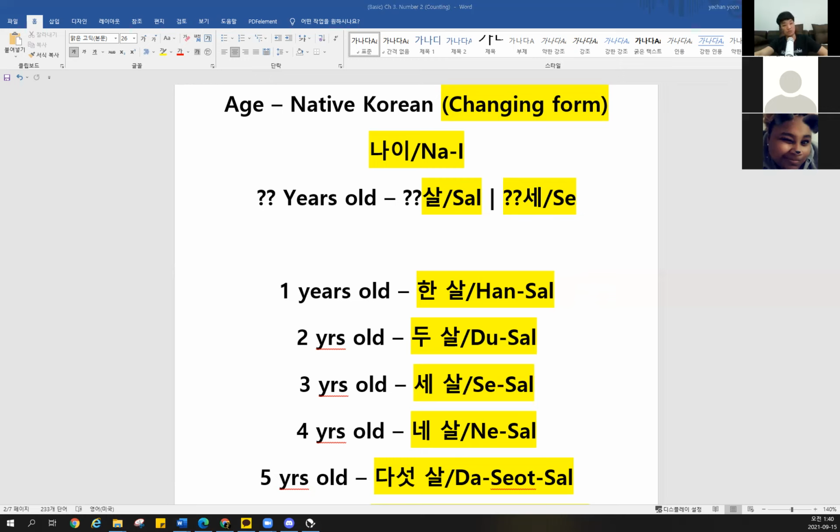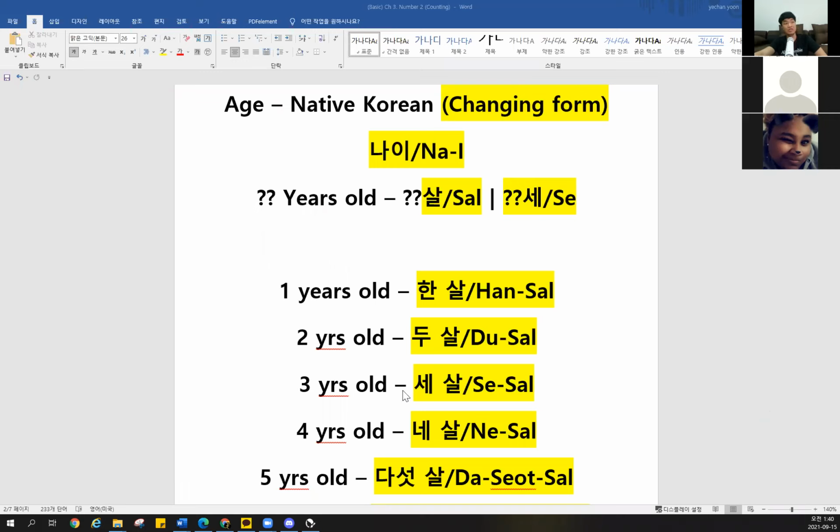All right. How about 2 years old? Not 둘 살. Okay. Even if you try to pronounce it, guys, like 둘 살, it's kind of hard to pronounce, but if you try 두 살, it's going to be much easier to pronounce. Okay. Please practice in your place. Okay. 두 살. 두 살.